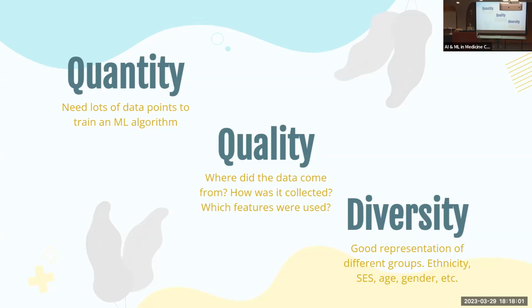Then lastly, the diversity. This is super important: having good representation of different groups. Depending on the study, you want good representation of different genders, ethnicities, ages, different parts of the world, geographic regions, and people analyzing the data. We want different people to analyze the data. So it's very important to have a good, diverse data set as well.